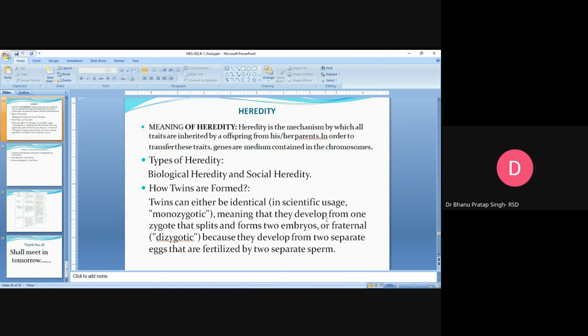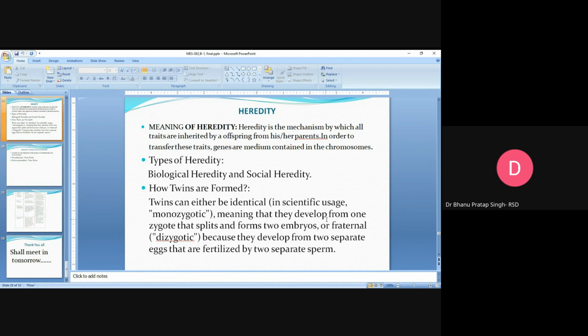The types of heredity: biological heredity and social heredity. Biological means the genes and traits which are involved in the parents, and social heredity means the living qualities of the family or parents, which are also hereditary, but come under social heredity. So the next is how twins are formed.